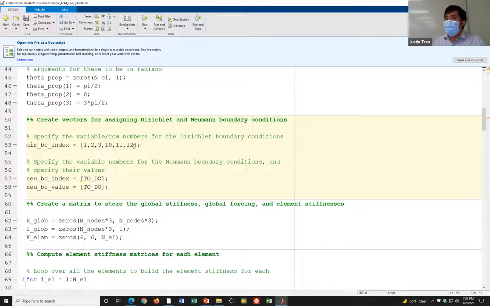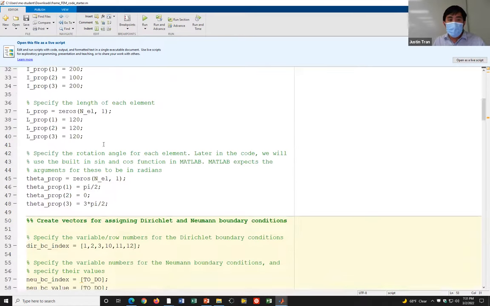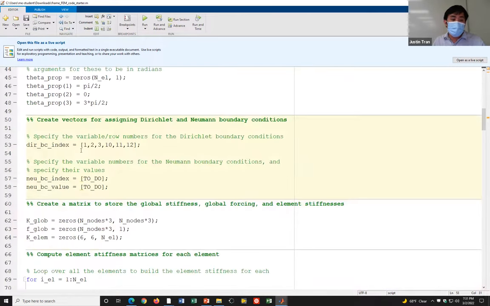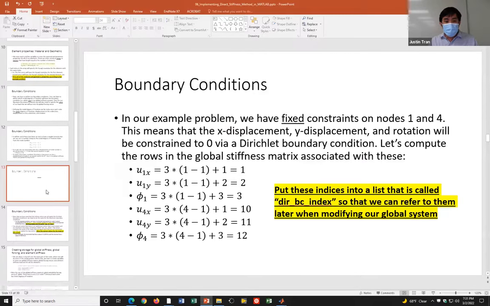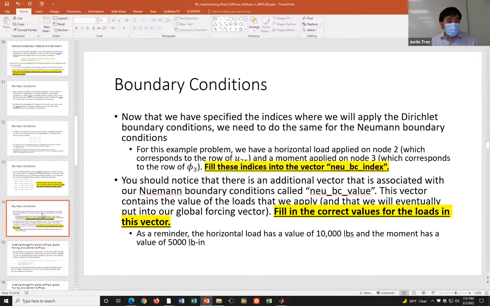This is mostly so that we could refer to it later in the code to actually specify these boundary conditions. But we need to specify which rows they are, in this upper portion of the code. Okay, all right. So that's the Dirichlet boundary conditions.